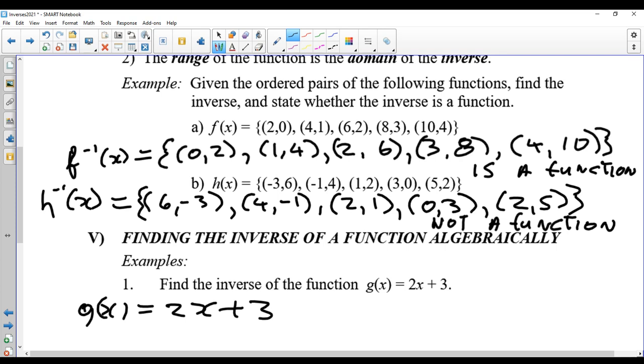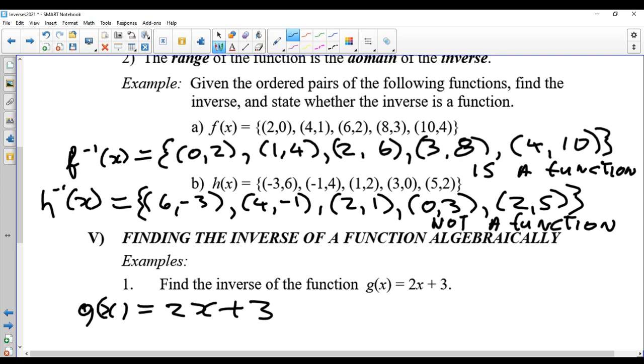Is there a function that would do the opposite of that? Because that's what inverses do. Inverses reverse the direction that the function takes you in. So if a function takes you from here to here, then the inverse function is going to take you from here back over to here. Okay? So what kind of function would that be?